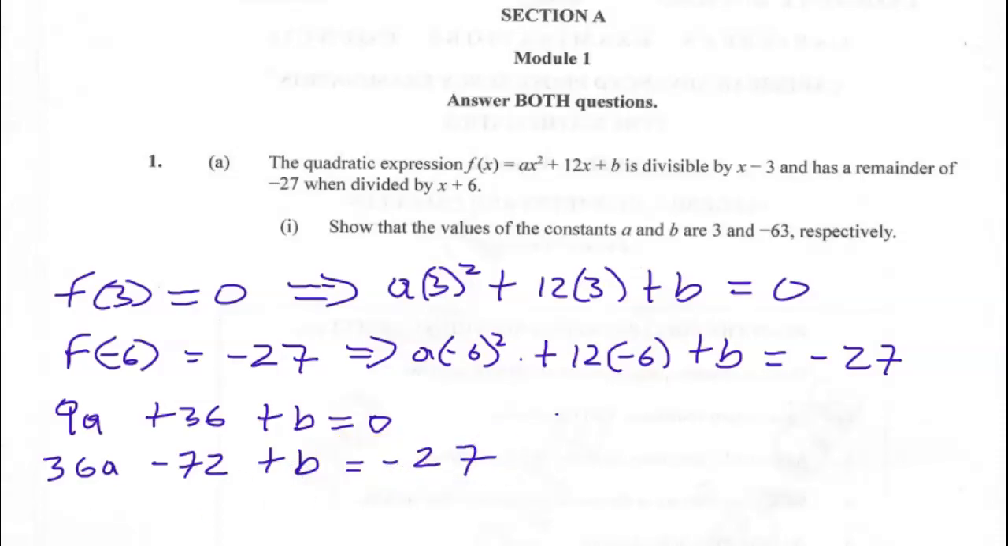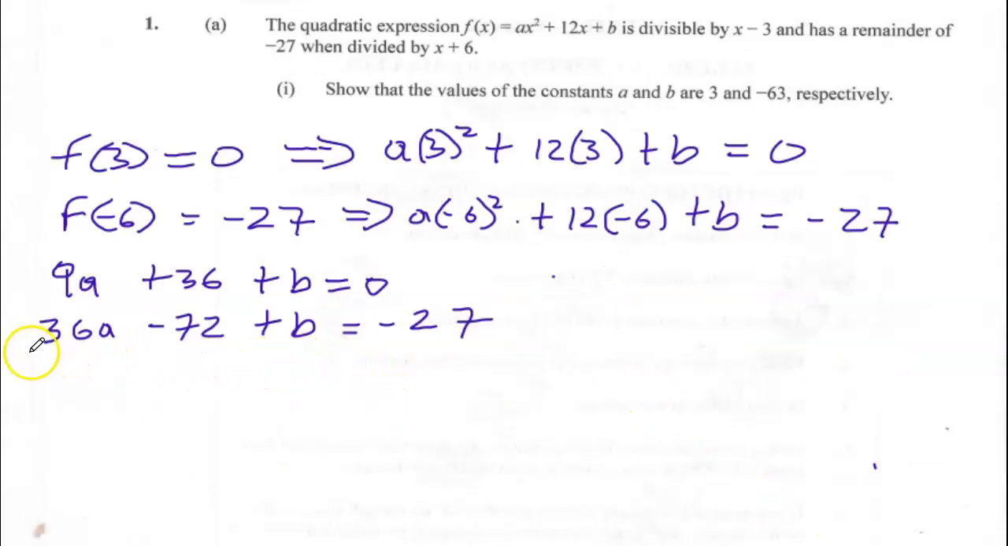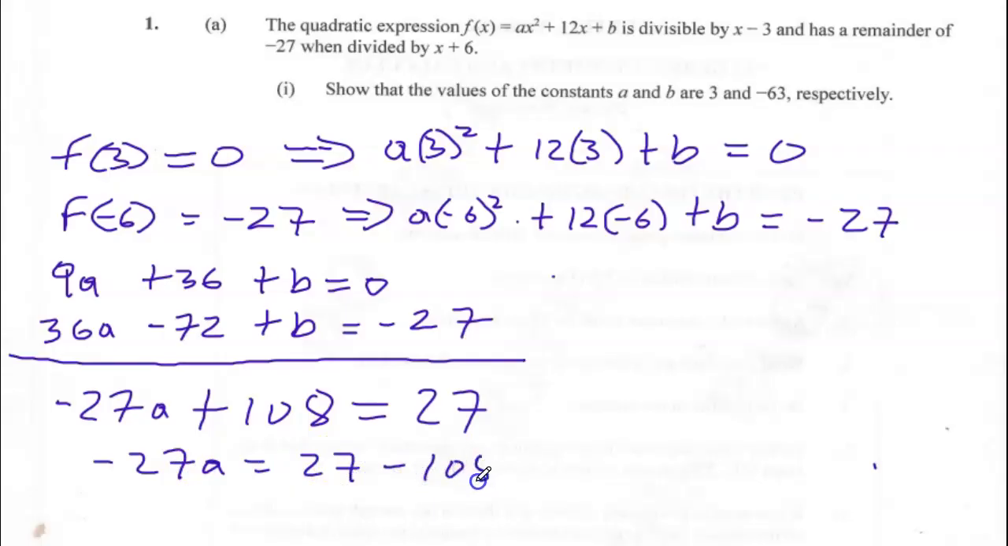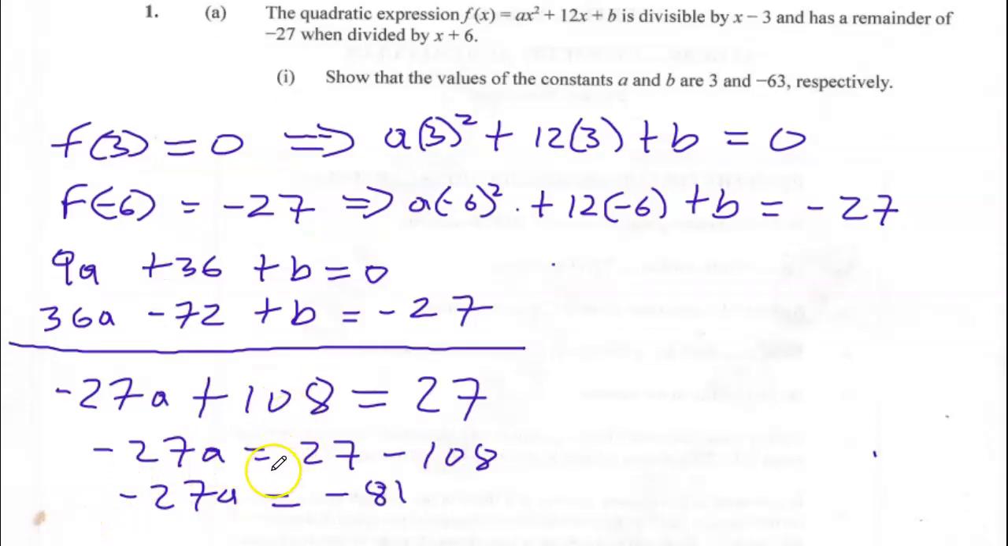And I recognize that we have positive b in both equations, so we can subtract, and that would eliminate the b. So we subtract by saying term above minus term below. So 9a minus 36a, that's minus 27a. 36 minus minus 72, that's 108. b minus b is 0. And then 0 minus minus 27, it's positive 27. So we solve this equation. Divide both sides by minus 27. And a is positive 3.